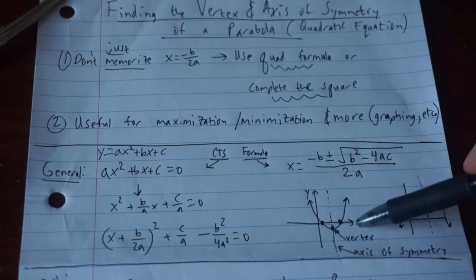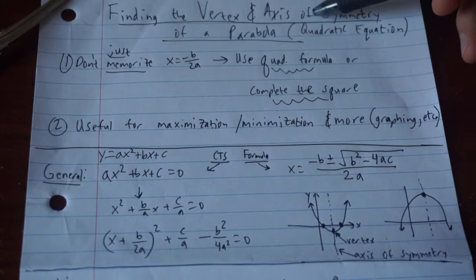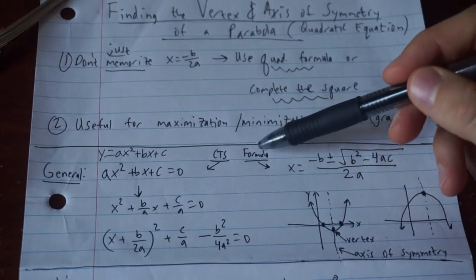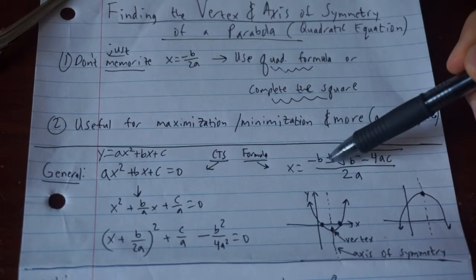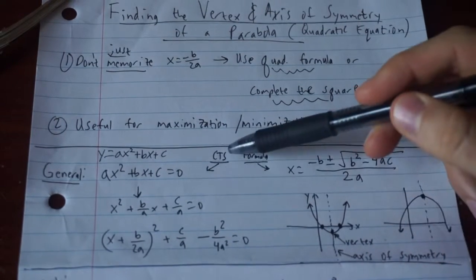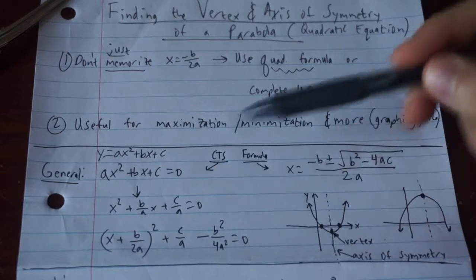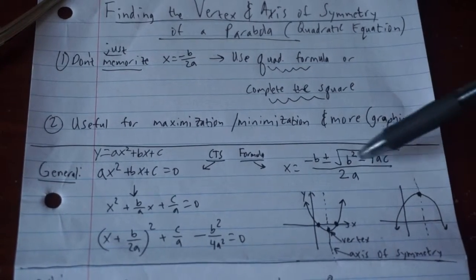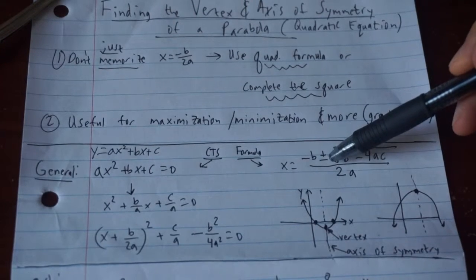So let's go over how we find the axis of symmetry and the vertex. There'll be two methods. The first one will be the quadratic formula, and the second one will be completing the square, which I've called CTS.